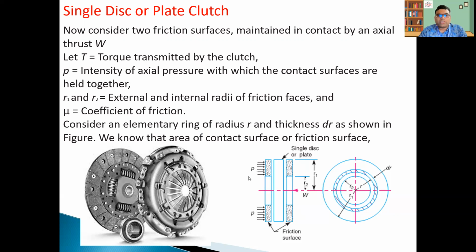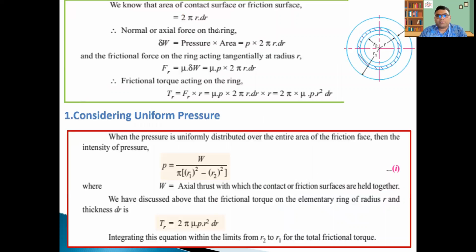And consider an elementary ring. Here we have considered an elementary ring at distance r from the center and thickness dr. We will make all the calculations over this ring, and then finally, at the end, we will integrate from R2 to R1. So we'll get the torque transmitted by this clutch. So let's move ahead.